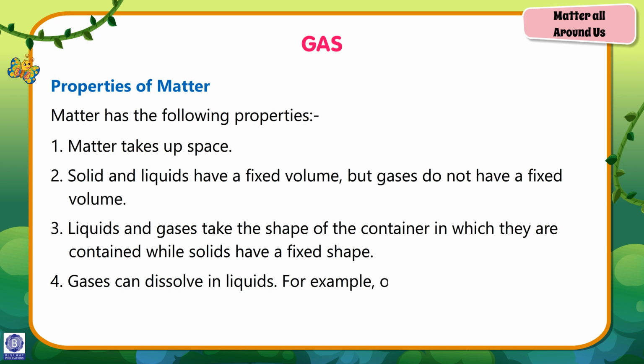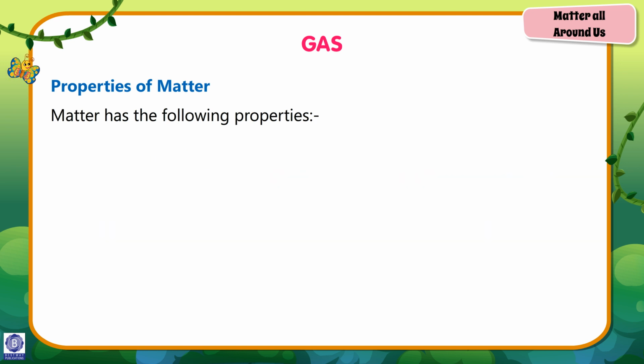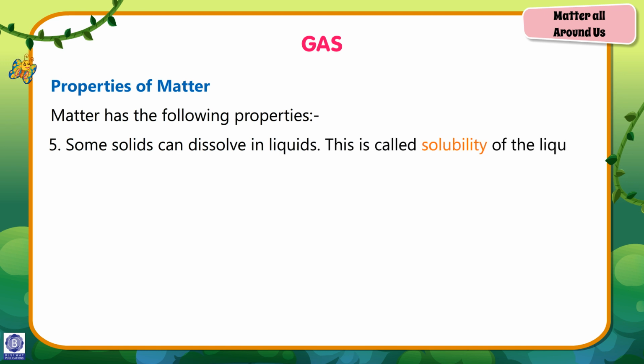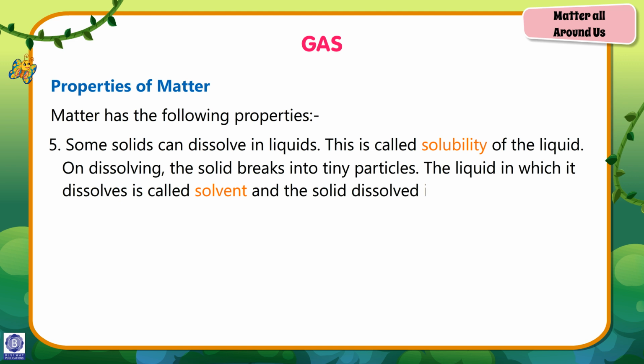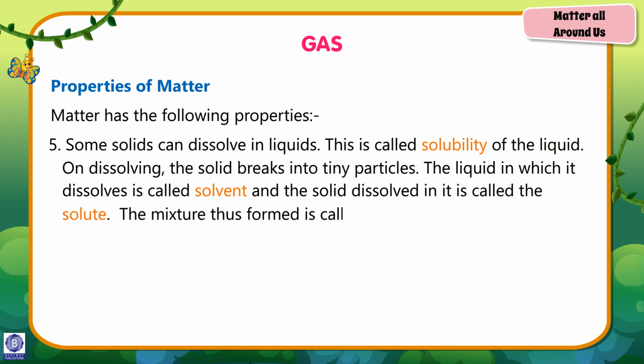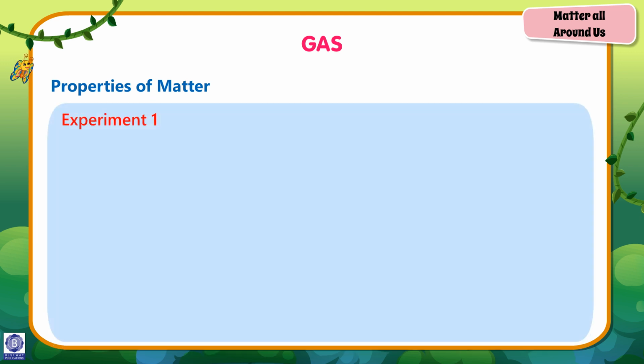For example, oxygen dissolves in water of ponds, rivers, streams, etc. Number 5. Some solids can dissolve in liquids. This is called solubility of the liquid. On dissolving, the solid breaks into tiny particles. The liquid in which it dissolves is called the solvent, and the solid dissolved in it is called the solute. The mixture thus formed is called the solution.